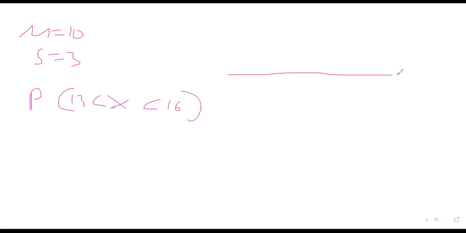Sometimes we may be asked to find intervals between two shadings. The mean is still 10, the standard deviation is 3. And they're asking us to find the shading between what? 13 and 16. So our 10 is here. Our 13 is here. Our 16 is there.